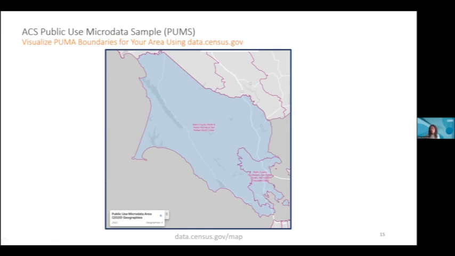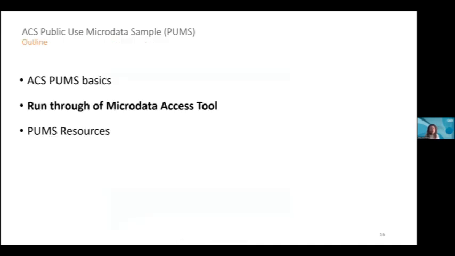And I want to acknowledge really quickly that some of you might know that data.census.gov now has an address lookup option in the search bar. I just want to let you know that right now PUMA geographies do not pop up when you use that option. I just tried it before, but hopefully someday you'll be able to put in an address and see what PUMA that falls into.